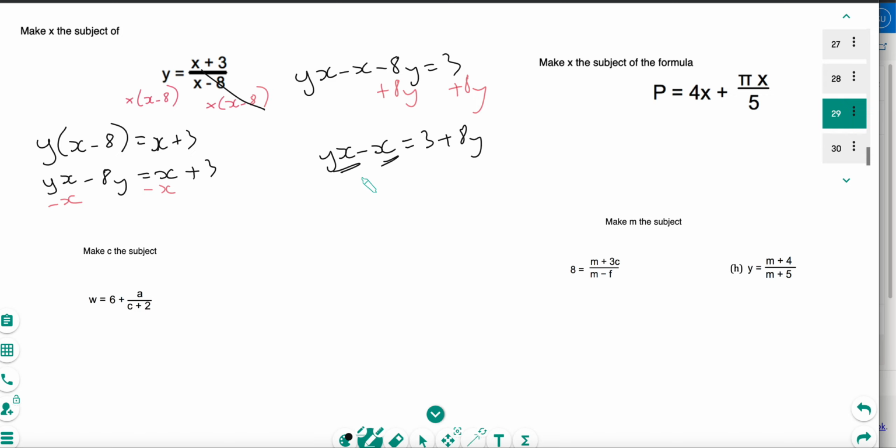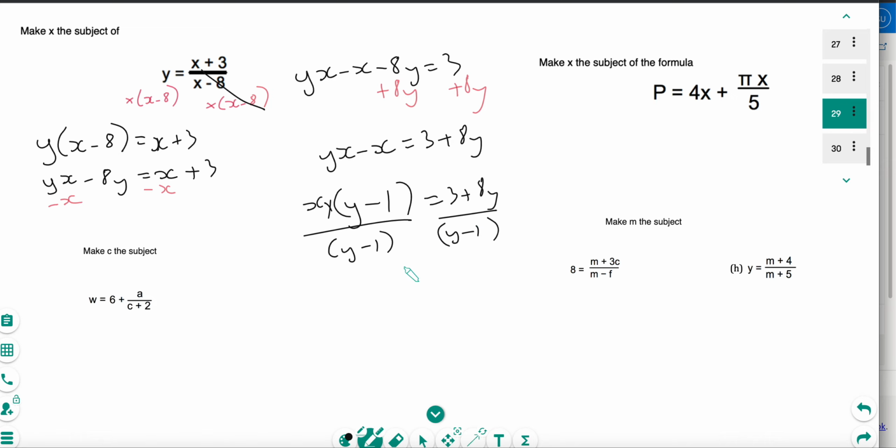I have two of the same subjects. I'm going to factorize. So what's in common? Well, x. Open up some brackets. From x to yx, it's times by y. From x to x, from anything to itself, you times by 1. So times by negative 1 equals 3 plus 8y. x is being multiplied by all this. To get rid of it, I'm going to divide by all of that. So on the left-hand side, it's x equals (3 plus 8y) over (y minus 1).